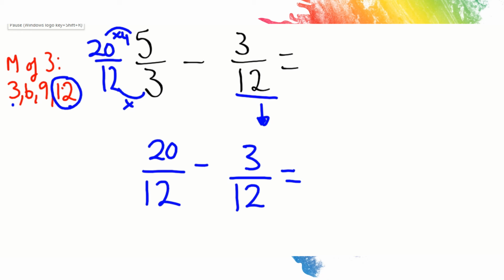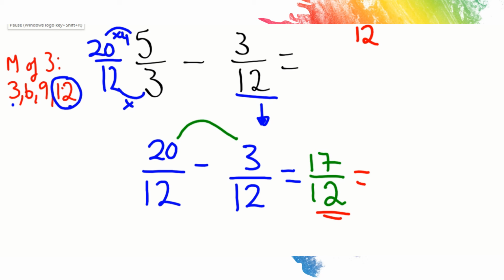You're probably thinking, what do we do next? Well, we subtract our numerators. 17 12ths. Well, if you notice it again, this is another improper fraction. Another one. So we need to turn that into a proper fraction. So I can use my 12 times tables here. So I know the first one is going to be 12. So I've got 1 whole.